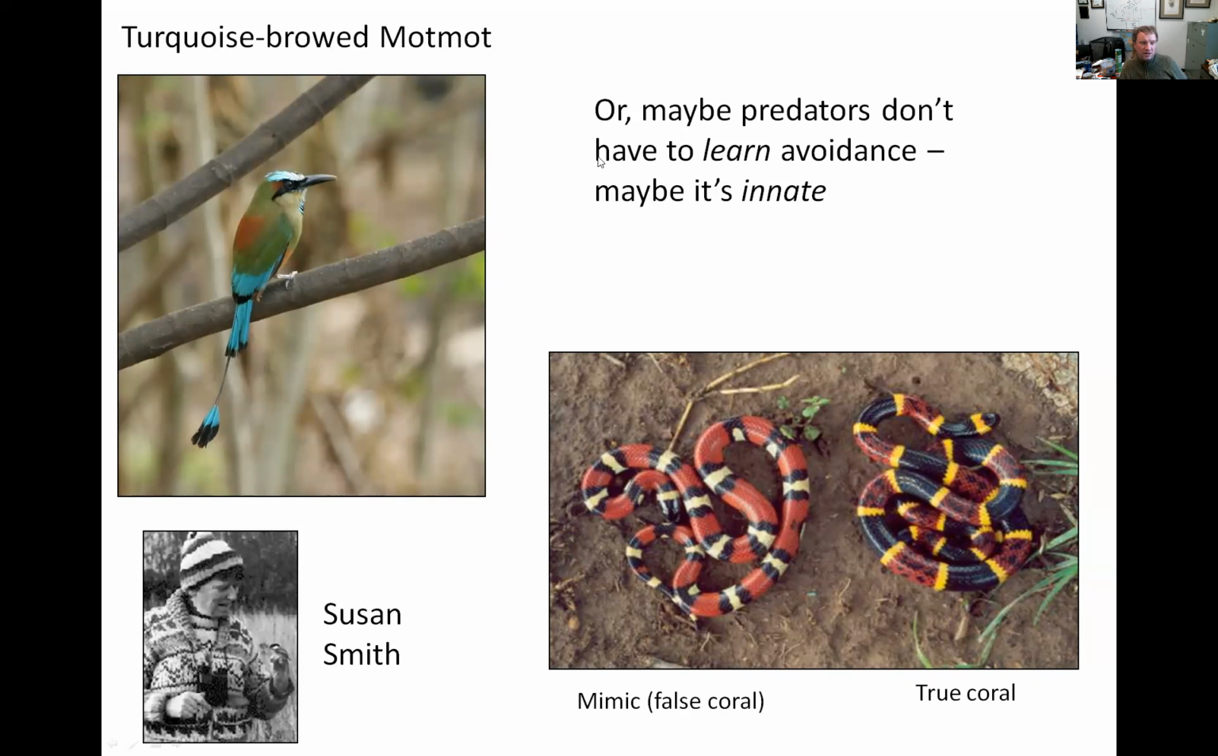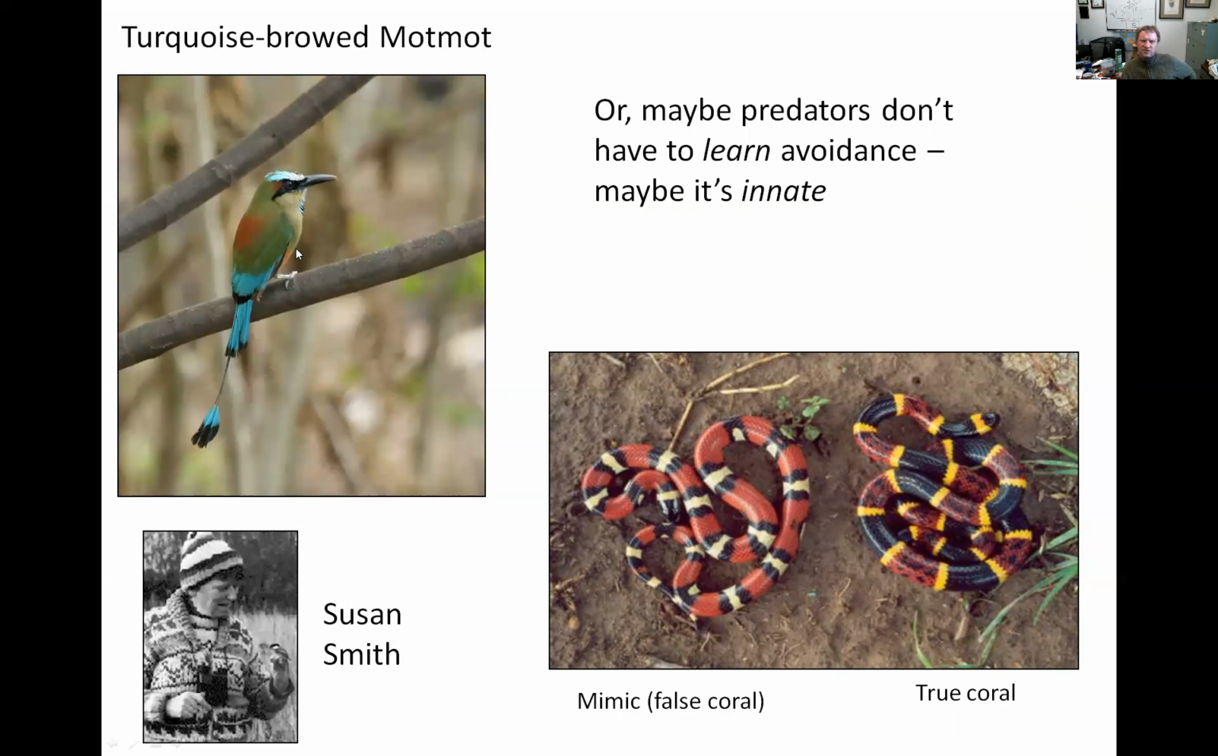And so one possible answer to this conundrum of how predators avoid coral snakes and false coral snakes is that maybe they've simply evolved an innate set of behaviors to avoid snakes. And so what I'm going to describe next is some research that was done by Susan Smith. She was studying turquoise-browed motmots. This is a type of bird.